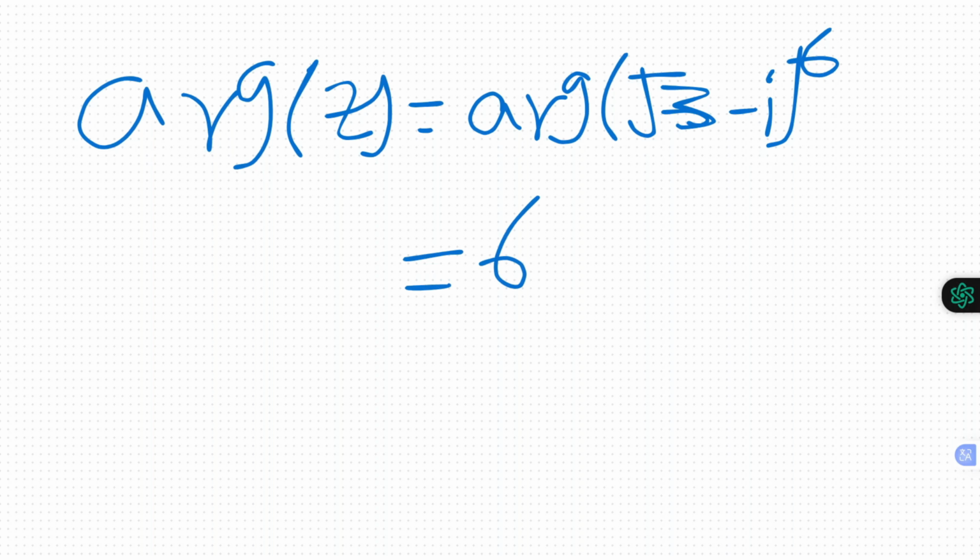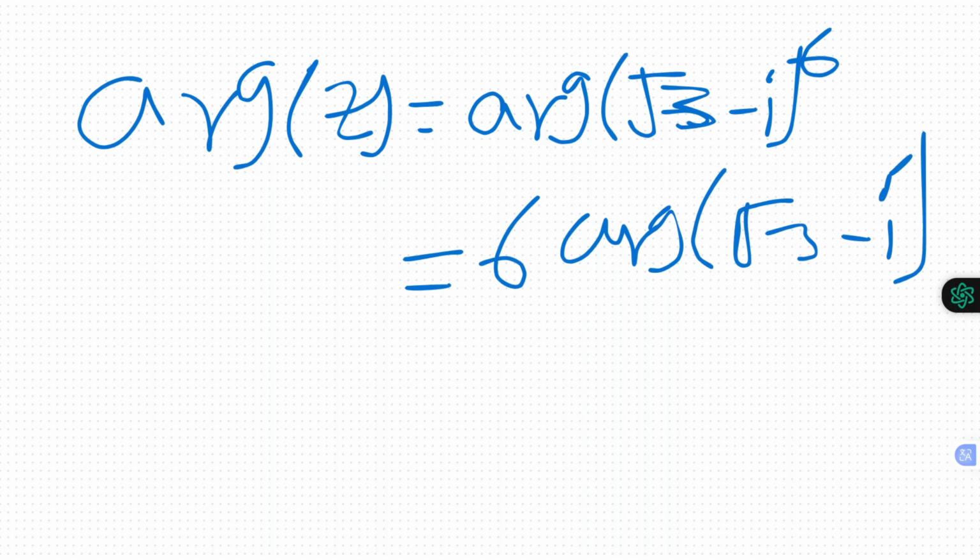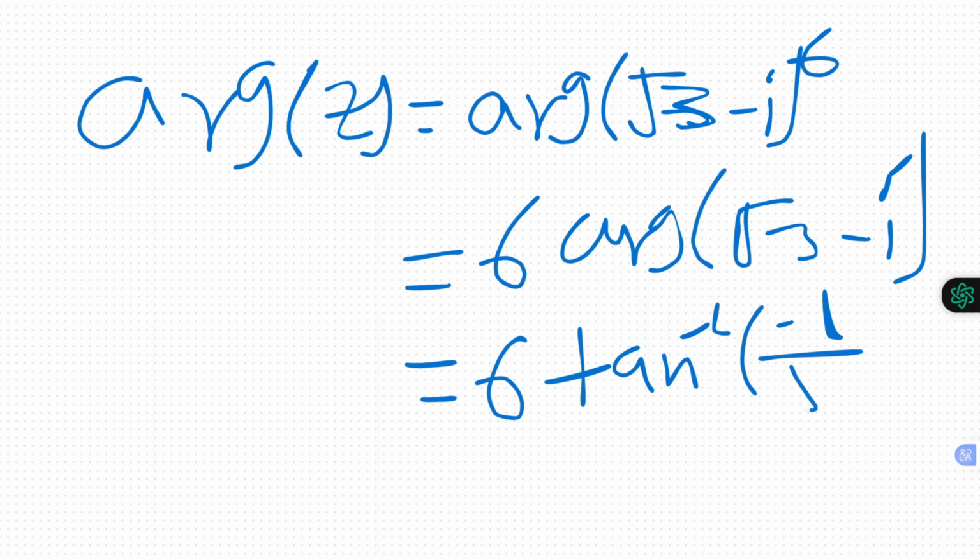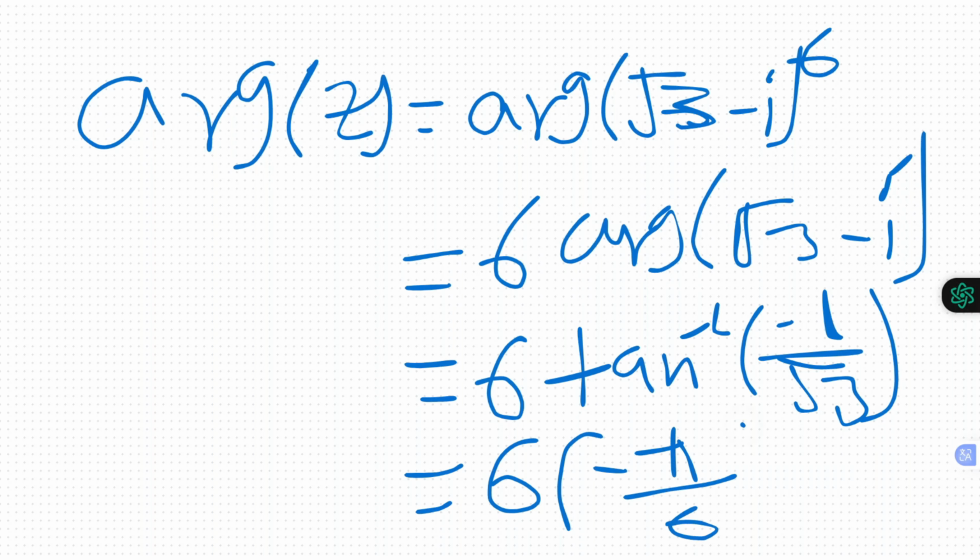6 times the argument of root 3 minus i, which is tan inverse of minus 1 over root 3. This is equal to 6 times tan inverse of negative 1 over root 3, which is minus pi over 6. That means we get negative pi. So the argument of z, which is root 3 minus i the whole to the power of 6, is negative pi. Great.